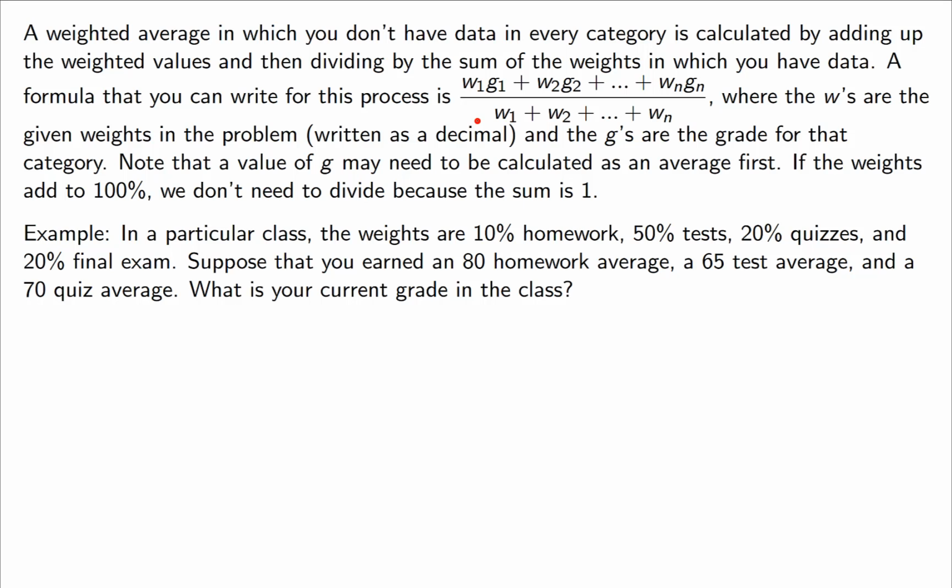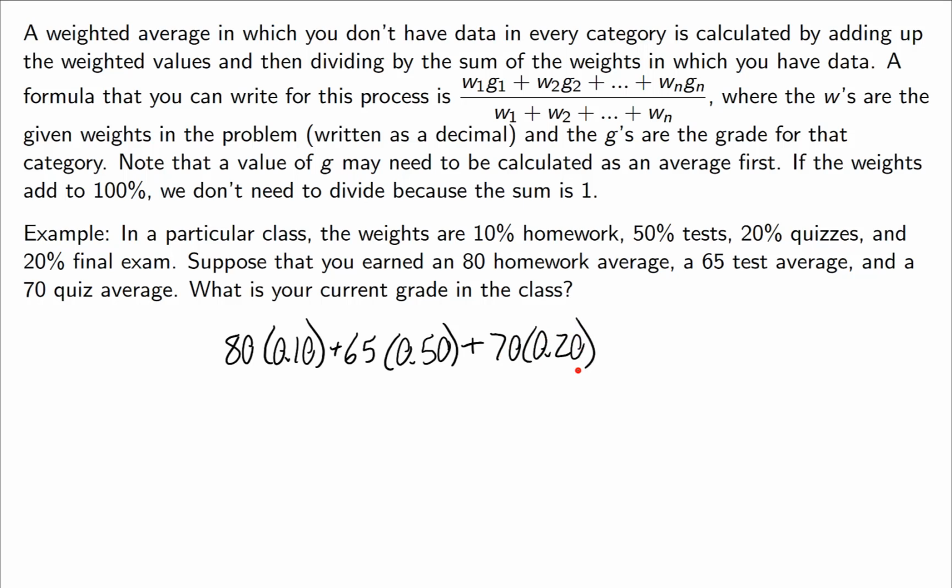Here we have the same weighting scheme of 10% homework, 50% test, 20% quiz, and 20% final exam. Now let's take a look at the various scores here. You'll notice that we have a homework average, a test average, and a quiz average, but we don't have a final exam. How do we deal with that? Well, again, take the grade times the weight plus the next grade times the next weight. Make sure that they match up with each other. 65 was tests, 50% was tests, times the next grade times the next weight.